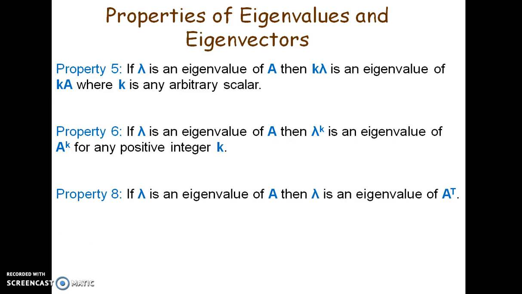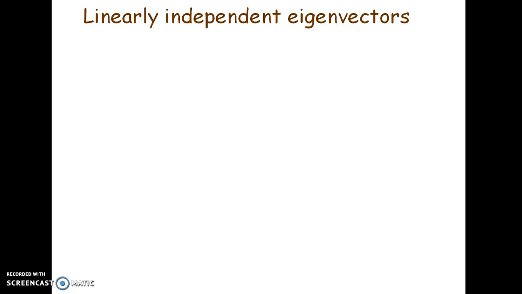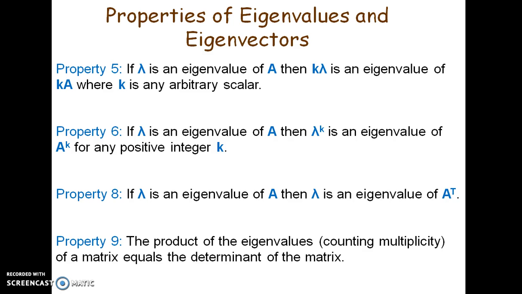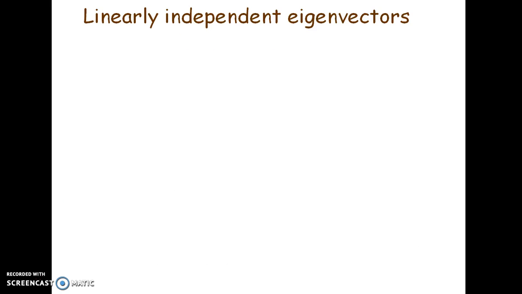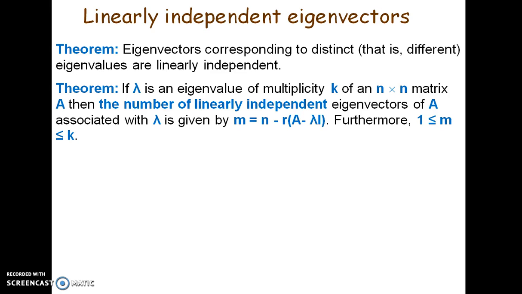Eighth property. If lambda is an eigenvalue of the matrix A, then lambda is an eigenvalue of A transpose also. Ninth property. The product of eigenvalues, counting multiplicity, of a matrix equals the determinant of the matrix. Linearly independent eigenvectors. Theorem. Eigenvectors corresponding to distinct, that is different, eigenvalues are linearly independent.